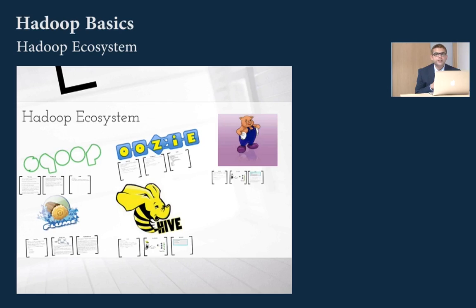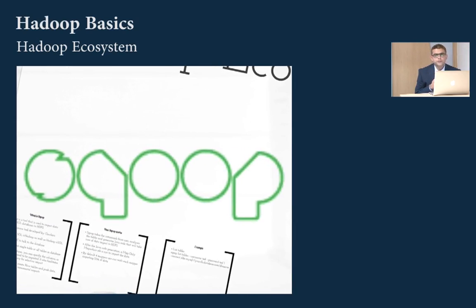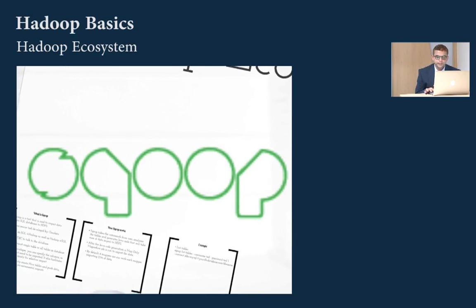So in this particular video, we are going to talk about 5 ecosystem projects: Scoop, Oozie, Pig, Flume and Hive. Now this is just a sneak peek preview of ecosystem projects. There will be separate videos for each and every ecosystem project, and there is a lot of hands-on covered in this course. So let's get going. The first ecosystem project that we are going to talk about is called Scoop.